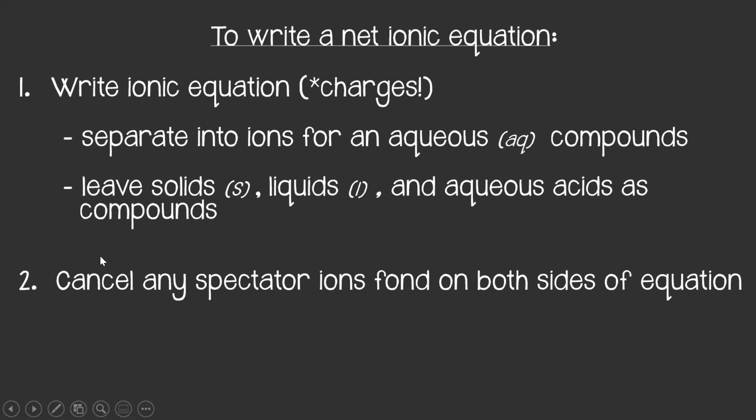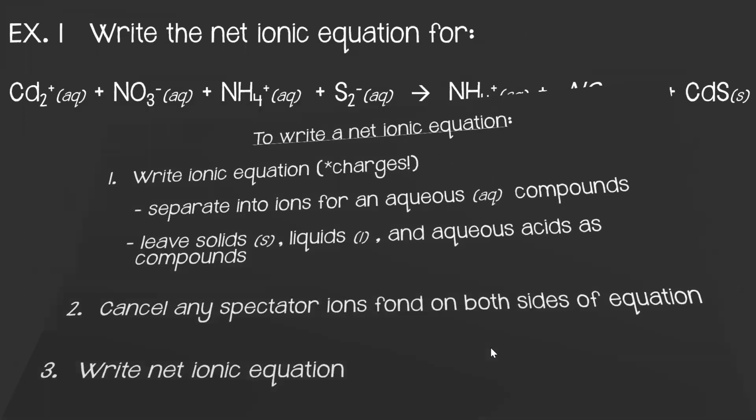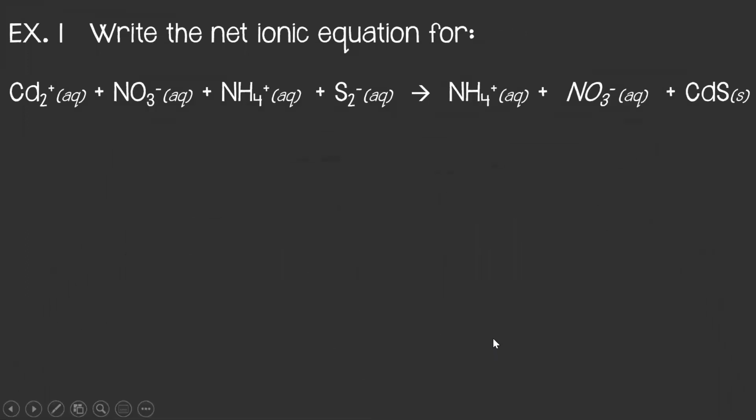Next, once you write the ionic equation, figure out what the spectator ions are, and then you cancel them from both sides, and then you're left with the net ionic. So the hardest part is just step one. So let's do an example. I actually already wrote the ionic equation for you. So baby steps to start.